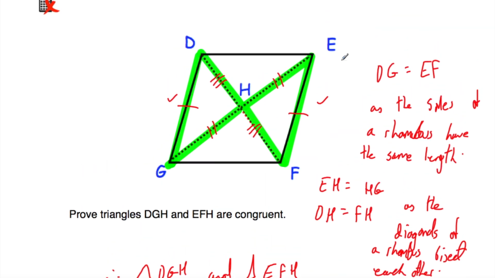Now there's other ways you could do this. You could actually use the fact that it's a pushed over rhombus and the fact that this line is parallel to this line to show that some of the angles are equal to each other.